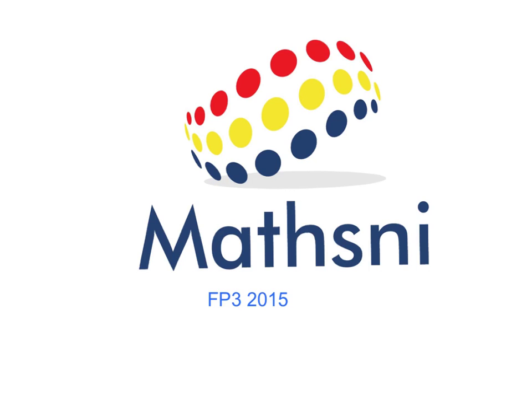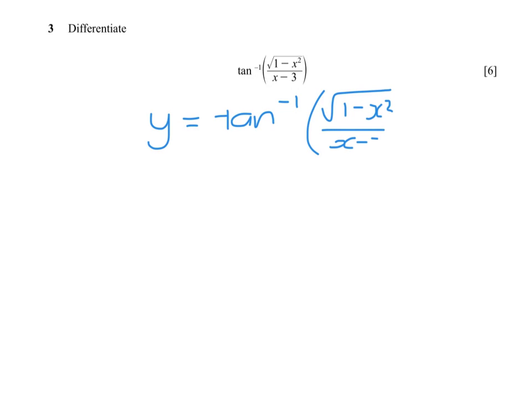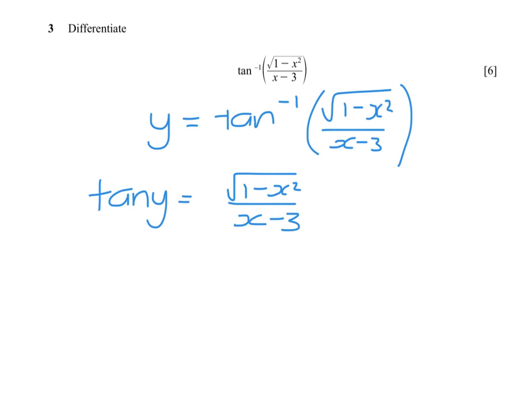FP3 2015. So to differentiate this, we're going to let y equal the inverse tan of the square root of 1 minus x squared all over x minus 3. That means that tan y equals the square root of 1 minus x squared all over x minus 3. Differentiating the left-hand side, we get sec squared y. We have to remember to multiply by dy dx.